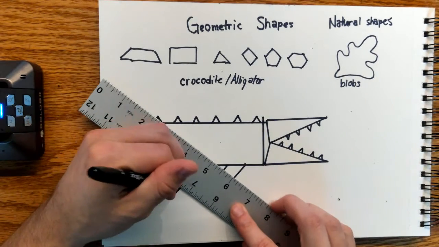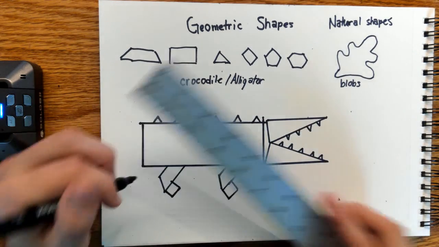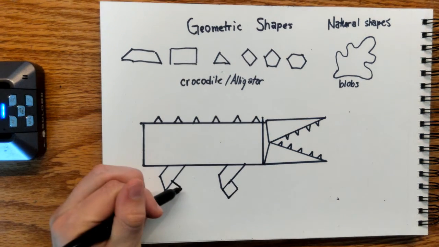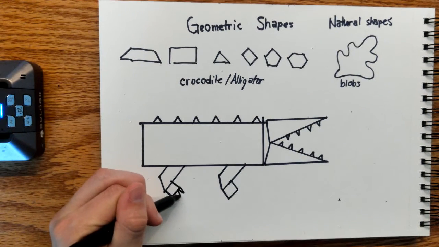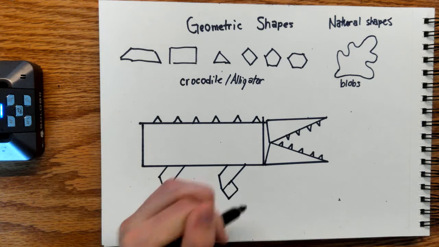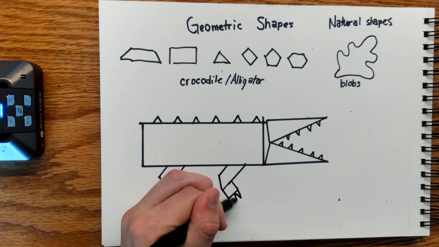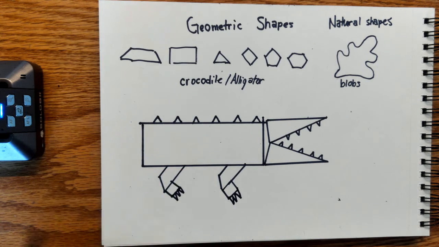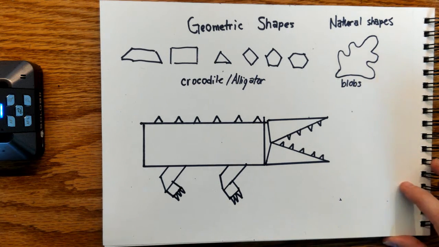And what I'm going to do is, just like the teeth and the spikes, give them a couple triangles. 1, 2, 3. 1, 2, 3. And there we go. Now we've got our alligator's claws. Now let me see here. How should I do the tail?